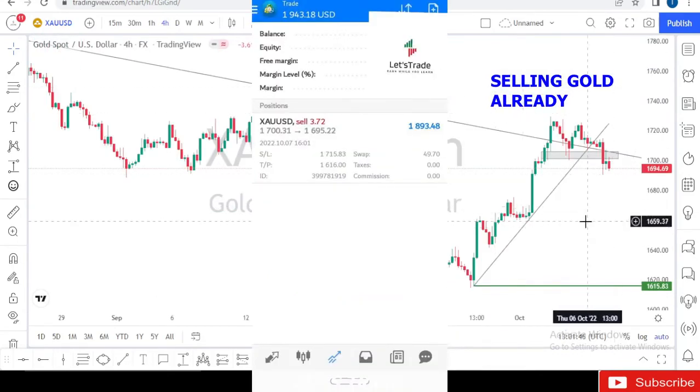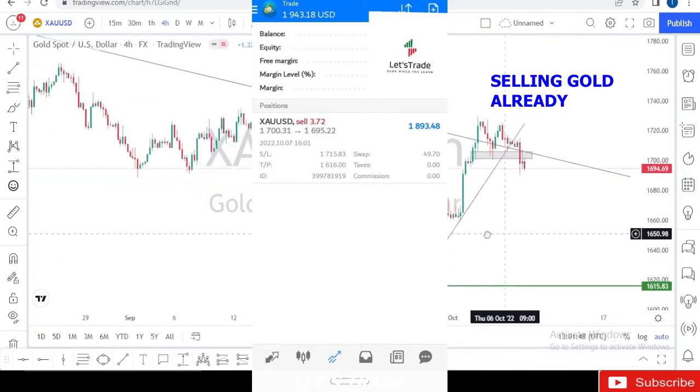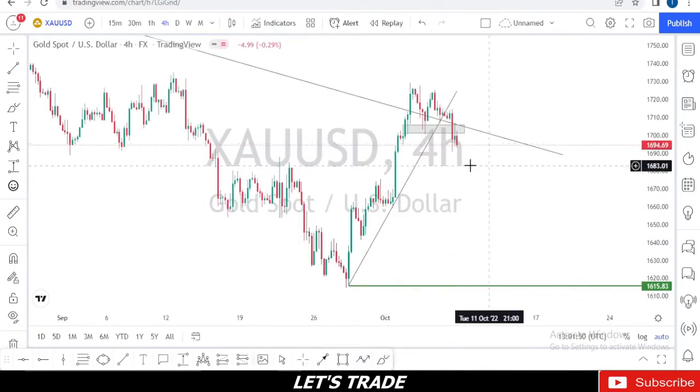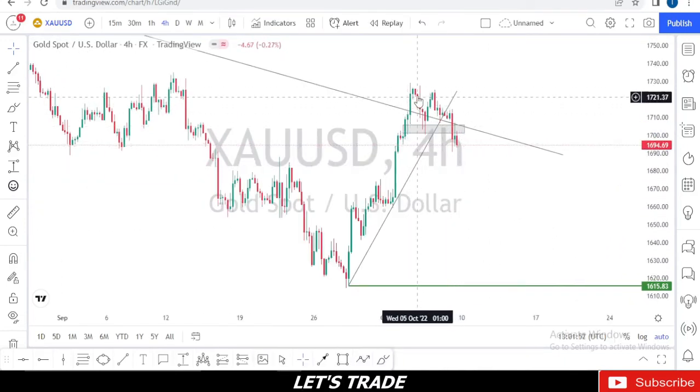The NFP has provided us with momentum to confirm that gold is about to fall, right? As you can see on the 4-hour time frame, we've created a double top, right? I've broken below the neckline.